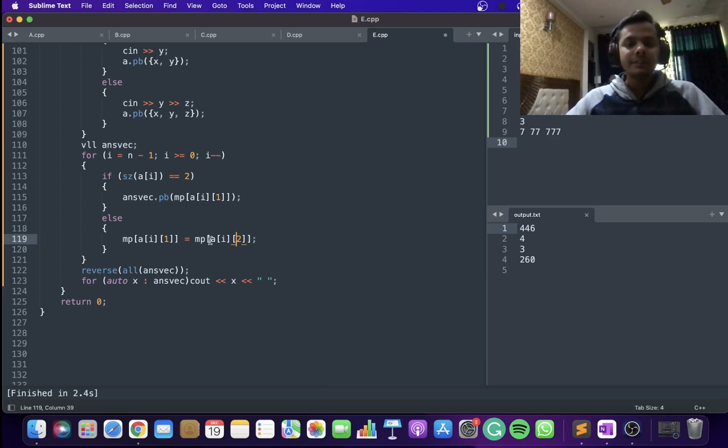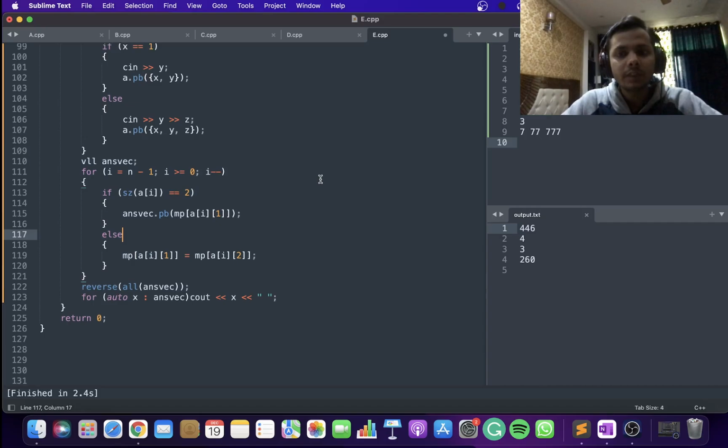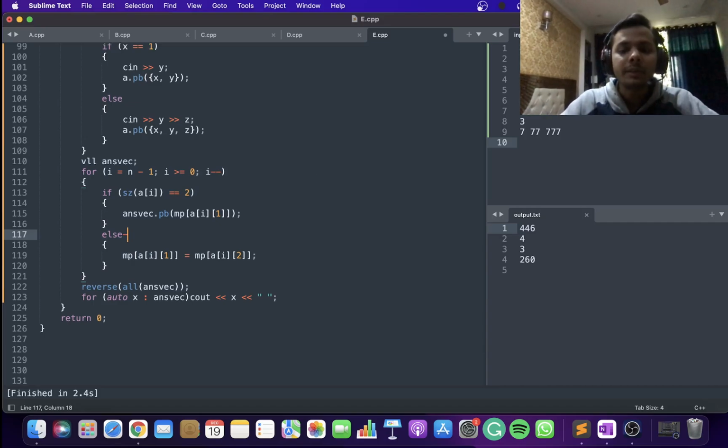So I have my sequence ready with me. Finally, I will just reverse the sequence and output it. I'm reversing it because I'm processing all the queries in reverse order, right? So yeah, this basically completes the solution to problem E.